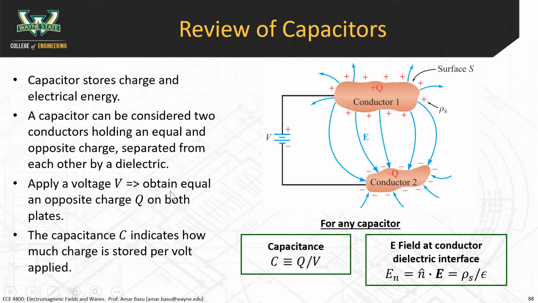So let's define a few things first. Capacitance, the fundamental definition of capacitance is charge per volt applied. So if you think about this basic capacitor, if you apply voltage to it, you're going to get a certain amount of charge. If you double that voltage, you're going to get double the amount of charge.